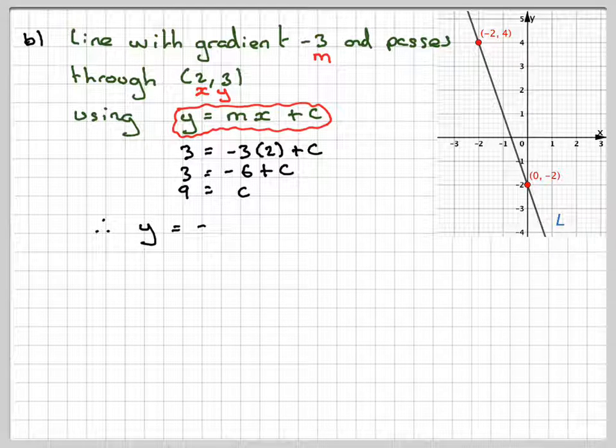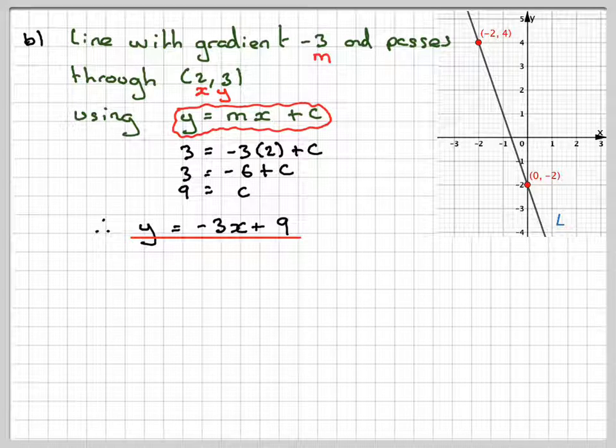So the graph will be y = -3x, so this is the gradient, plus my value c, which is 9.